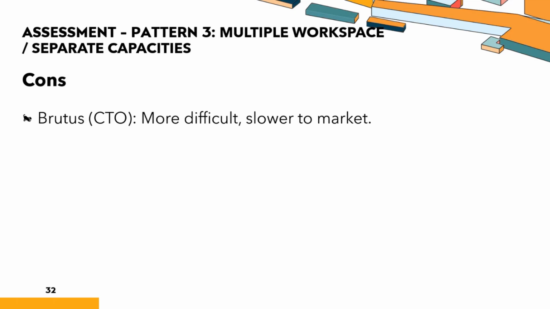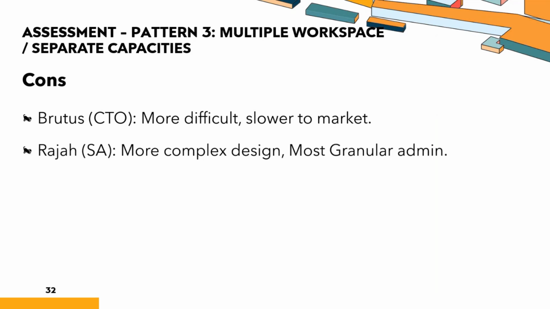Cons. Now, while this is super cool and super awesome, there's always cons to everything. Multiple capacity, multiple workspace is a little more difficult to implement out the gate. You have to think through each capacity and how it works. It's slower to market. So that is something to take into consideration. Because of the complex design, you have to have better administration and they have to understand the granularities of the administration and how that affects each user.